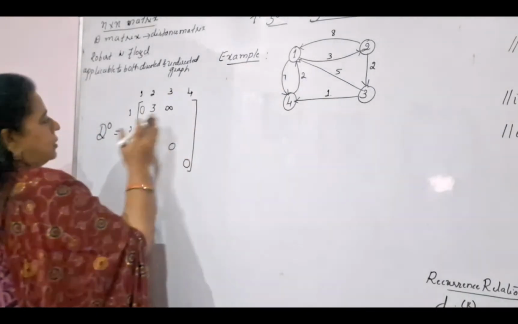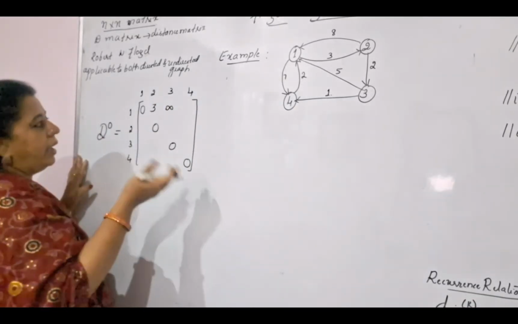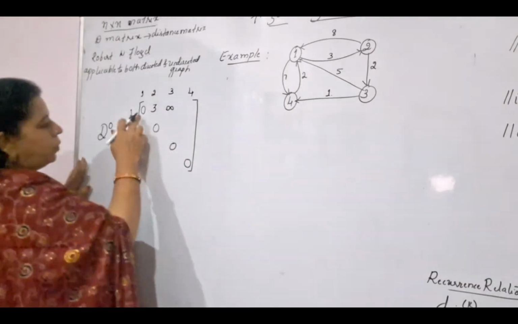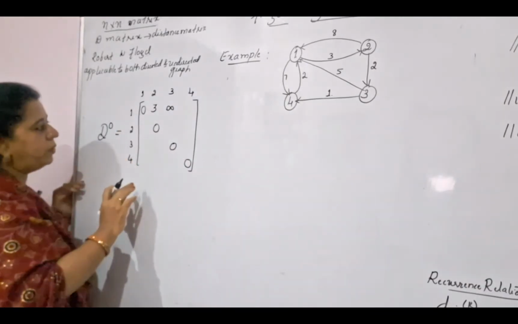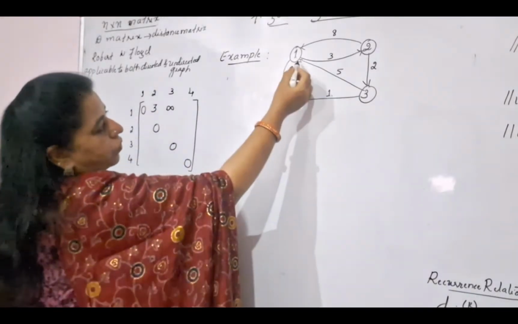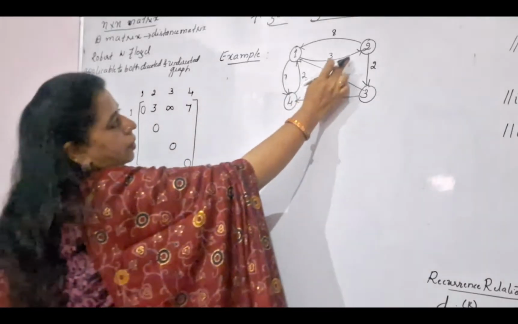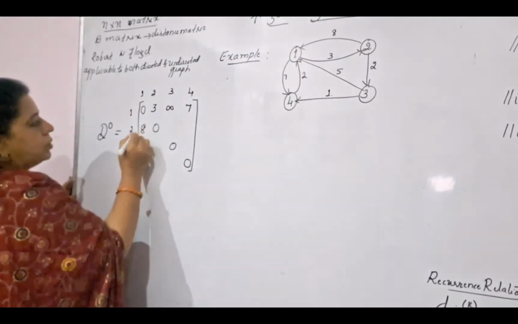Presently the very first, that is the initial distance matrix, you are going to write these values. Whichever are directly connected and whichever do not have the edges, those values you are going to write in the initial matrix. Next 1 to 4, yes, there is an edge with a cost of 7. 2 to 1, there is an edge with a cost of 8.